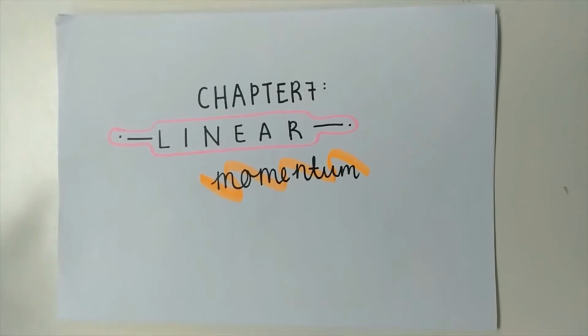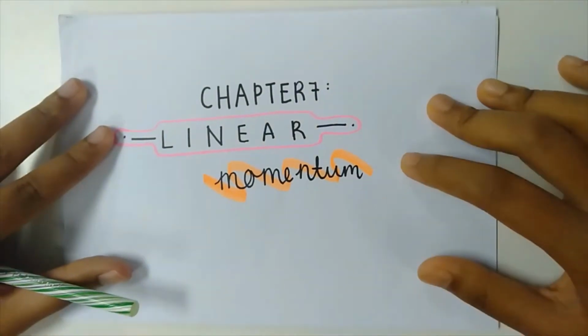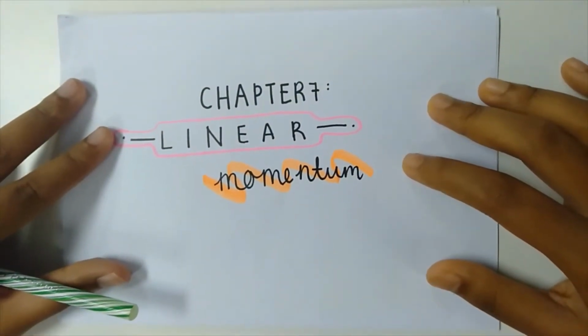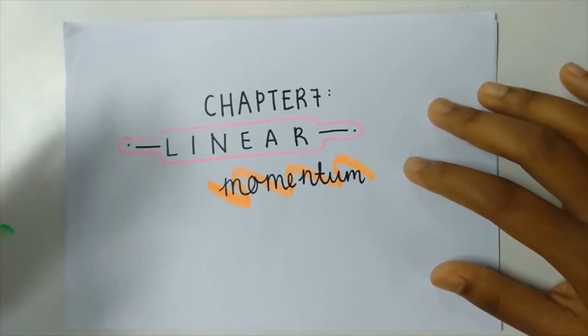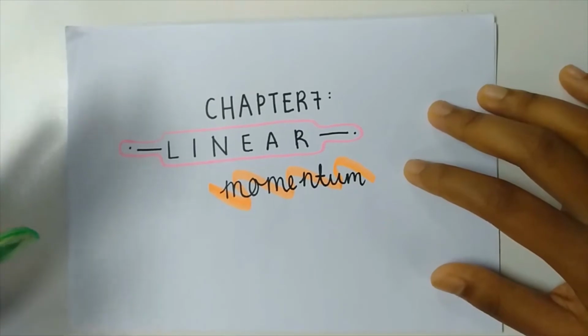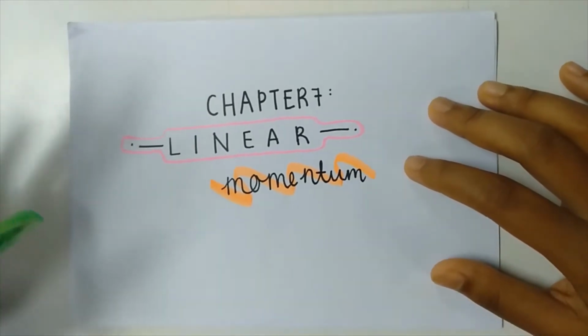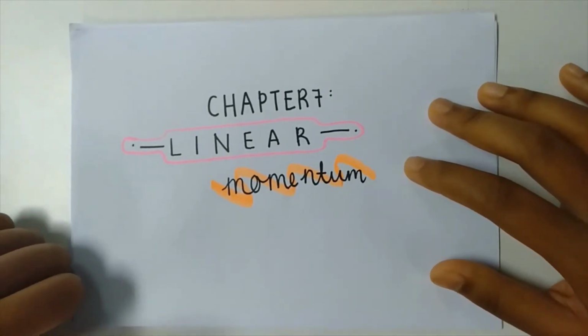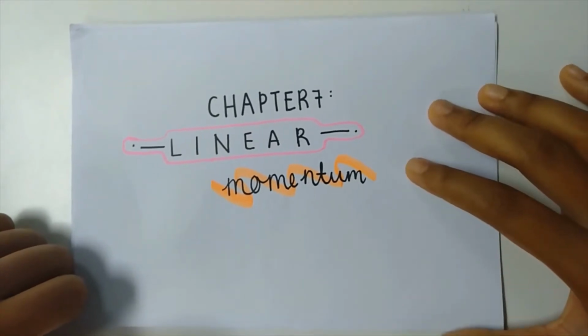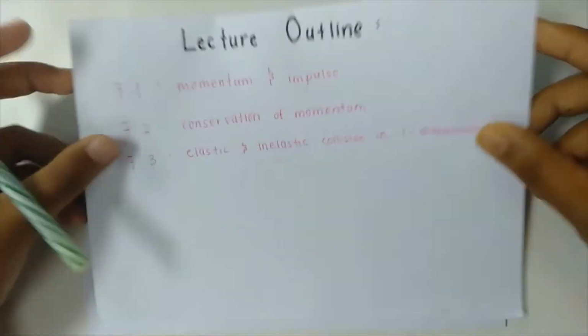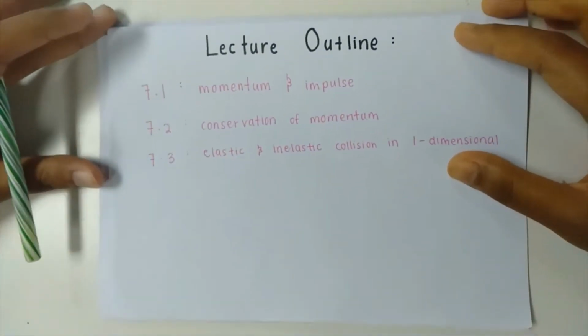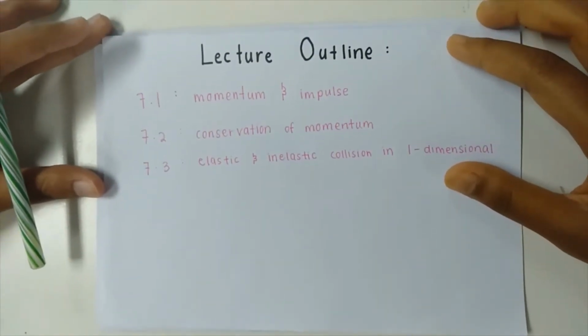Okay, today we're going to learn about chapter 7, that is linear momentum. Before I go further, I would like to tell you that don't worry, this topic will be simple and not complicated as chapter 4 before. Now I'm gonna tell you guys what we're gonna learn in this chapter.